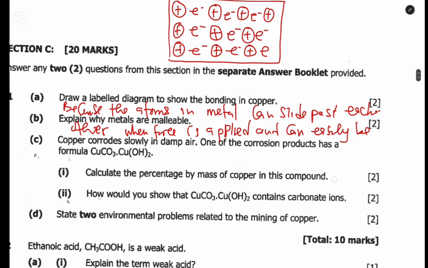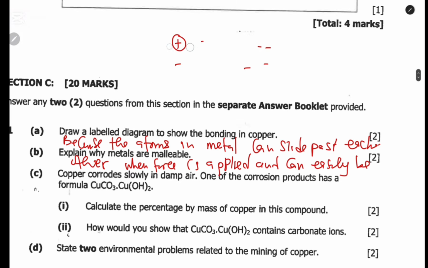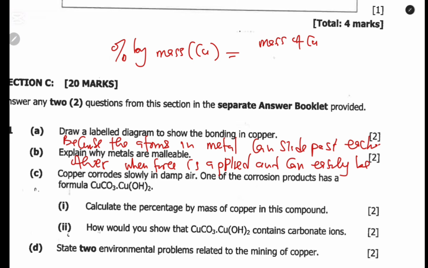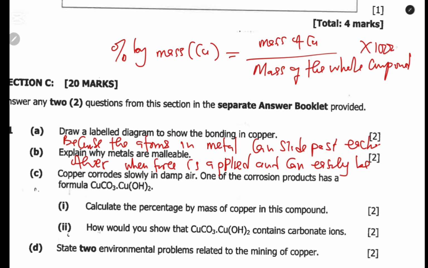Calculate the percentage by mass. Let me just use this same top part, calculating the percentage by mass of copper. Percentage by mass of copper equals mass of copper divided by the mass of the whole compound, multiplied by 100.